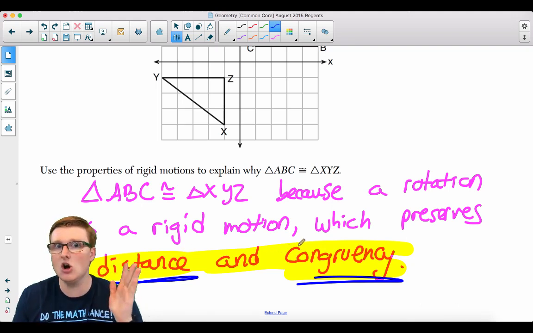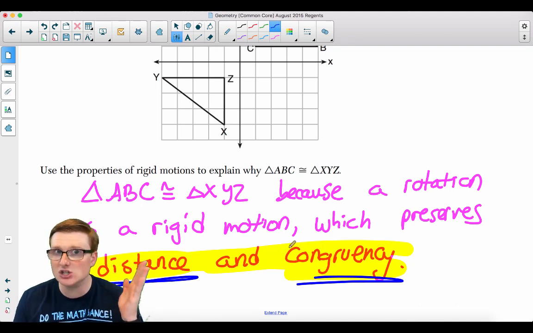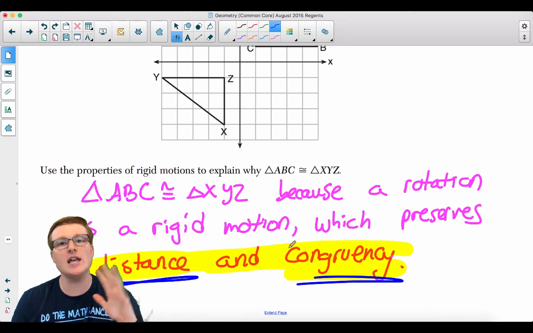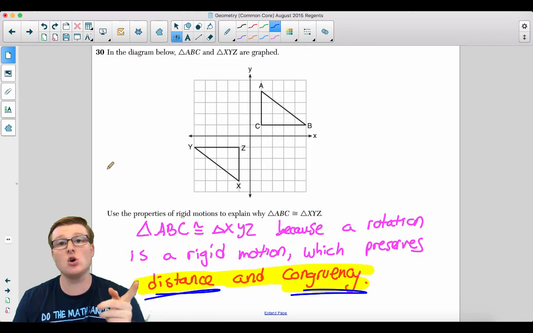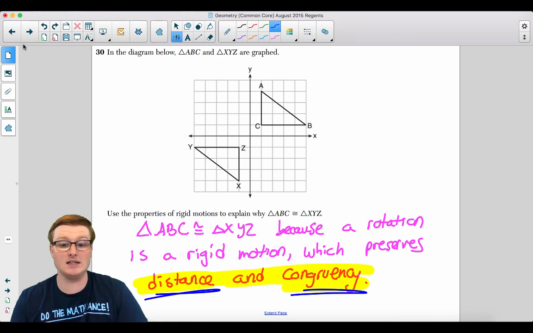Now, that doesn't mean go run and tell your teacher, hey, you're teaching this wrong, if they taught you size and shape. It just means change up the vocabulary a little bit to make your answer sound more sophisticated, because that's what they want on this exam. And I saw it in the model response set that the state releases, and they want distance and congruency.